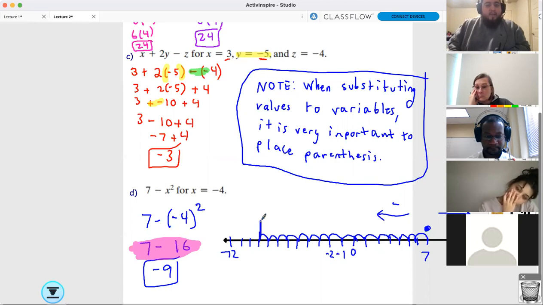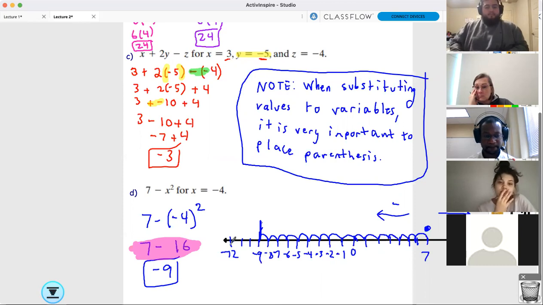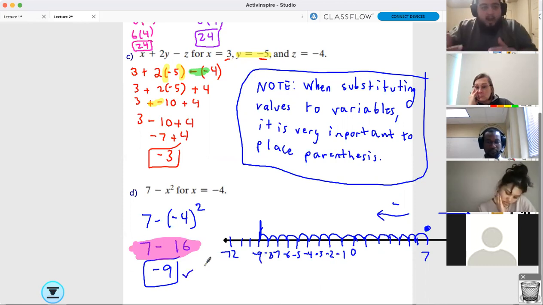This is where we're going to end up. Let's see what number that is. Negative 3, negative 4, negative 5, negative 6, negative 7, negative 8, and negative 9. Giving us negative 9. So that's one concept you can look at for adding and subtracting.